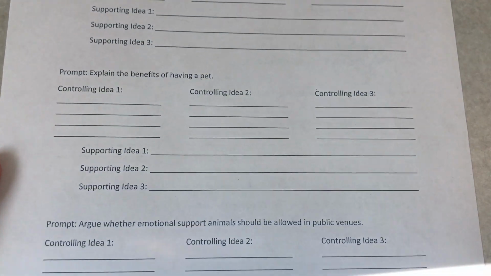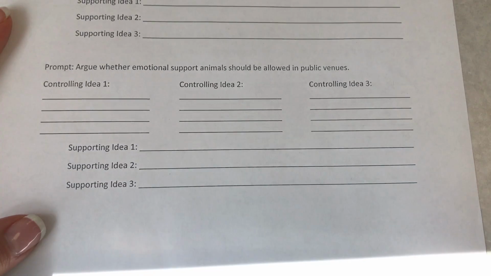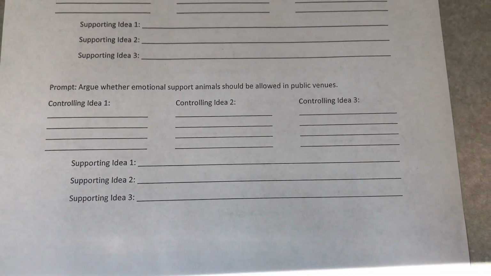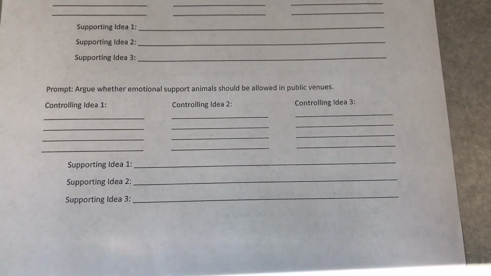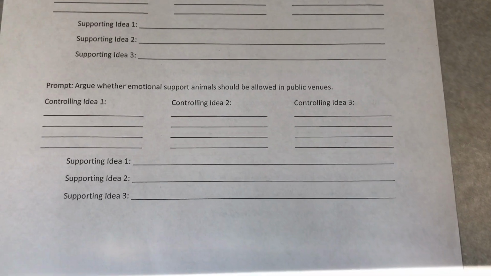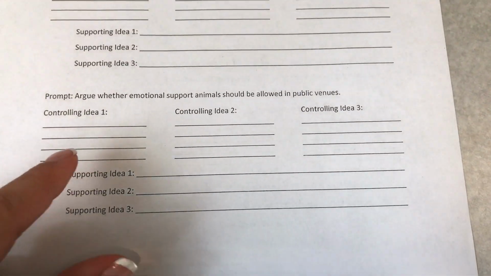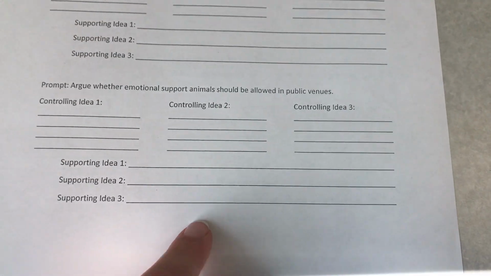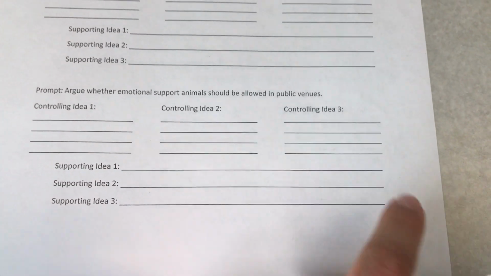You're going to do the same thing with explain the benefits of having a pet, and the same thing with argue whether emotional support animals should be allowed in public venues. All right, so obviously you want to pick a side on this one, and then the three reasons for that side, and then come up with your controlling ideas.